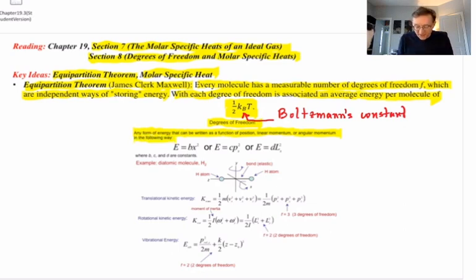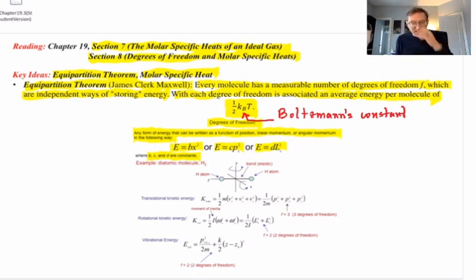So E here stands for energy. The energy can be written as a constant times the x coordinate squared, or the energy can be written as a constant times the x momentum squared, or the energy can be written as a constant times the x angular momentum squared. The B, C, and D there are all constants. Or E equals a constant times y squared, or E equals a constant times py squared, or E equals a constant times ly squared, or z's.